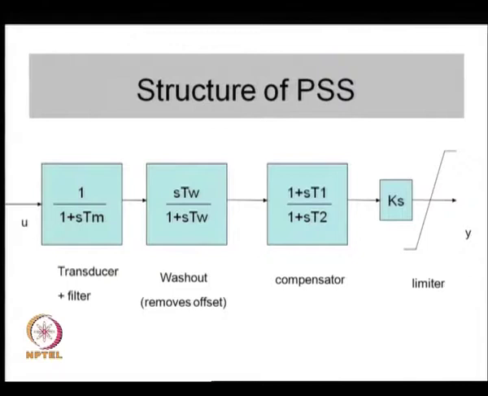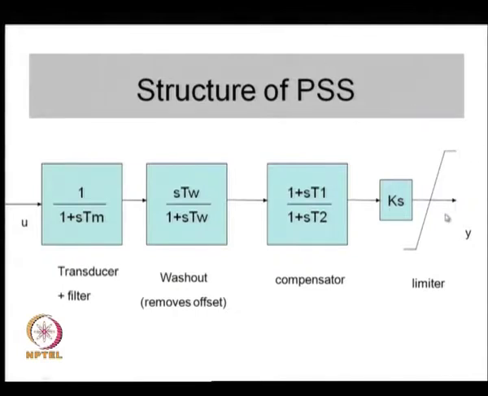One is, of course, the limiter, which ensures that the output of the PSS, or the power system stabilizer, does not affect the steady state regulation functions of, say, an excitation system. If this power system stabilizer is connected to an excitation system control like the AVR, then the power system stabilizer should not modulate the reference voltage of the AVR beyond a certain value. So, you have to have a limiter.